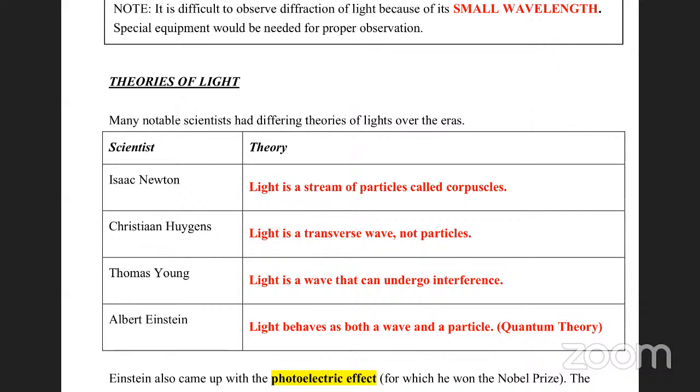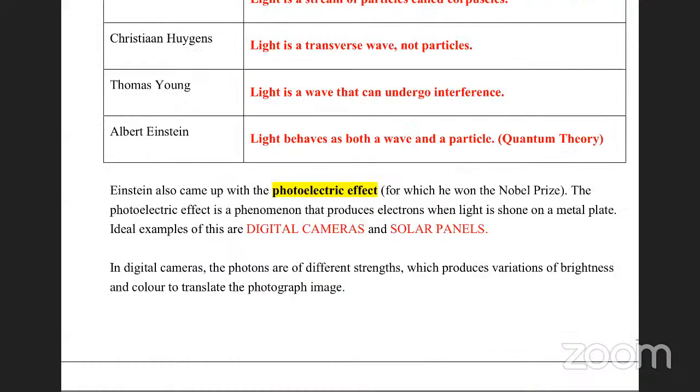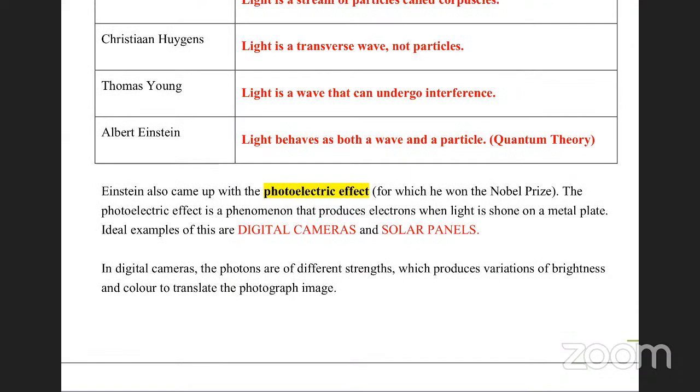There's an experiment called the photoelectric effect that was used to highlight this, right? Einstein came up with the photoelectric effect, for which he won a Nobel Prize. It is a phenomenon that produces electrons when light is shone on a metal surface. So he had a metal surface and he shined light on it.